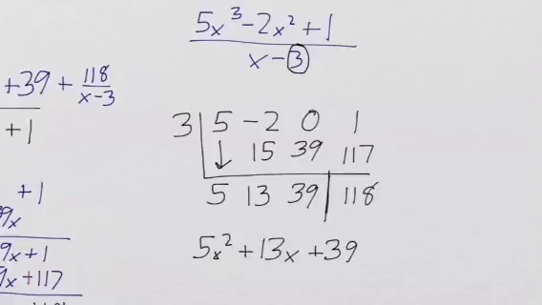And then finally we have a remainder, which I'll again write as a fraction. 118 over x minus 3. So that's how we can divide polynomials both with synthetic division and long division. In class, we'll take a look at some examples to try to solidify this a little bit more. And also take a look at some of the applications that we have of polynomial division.